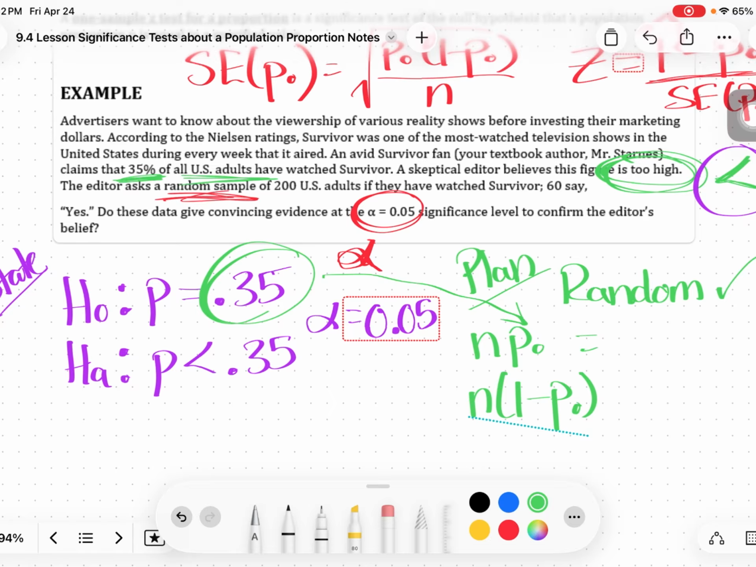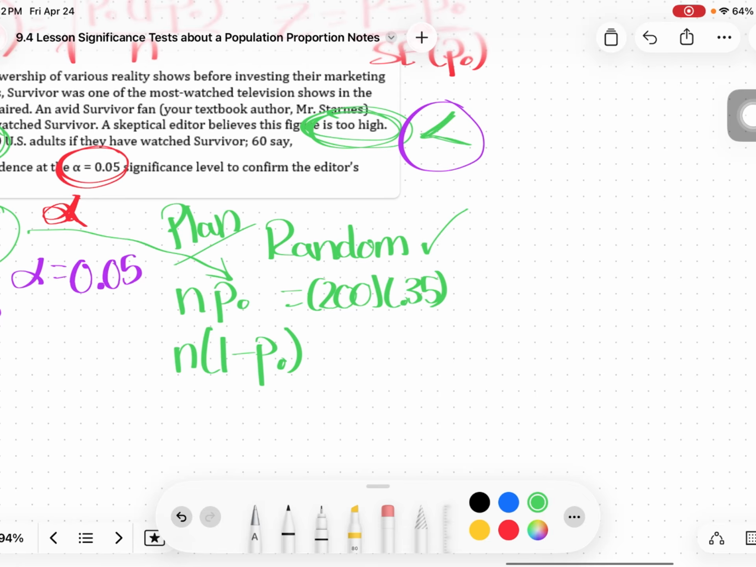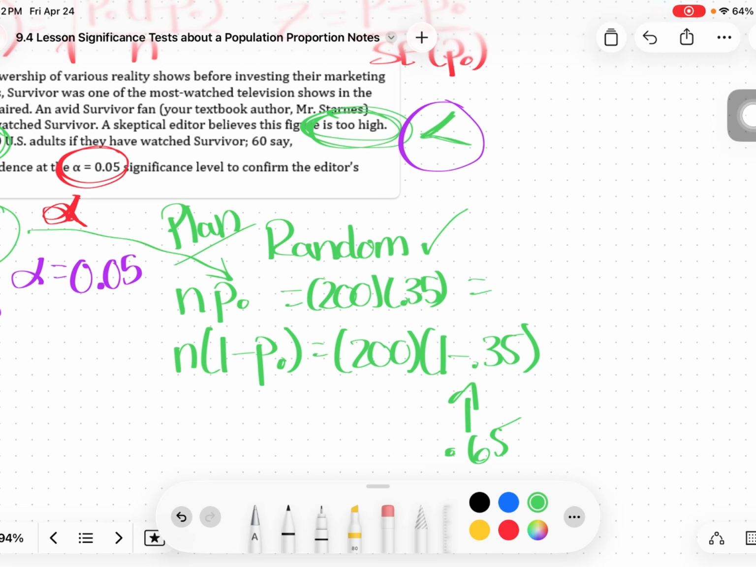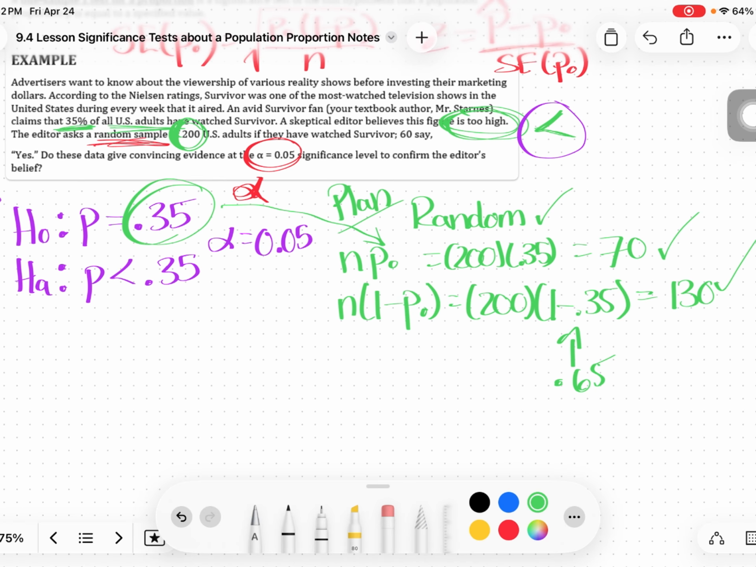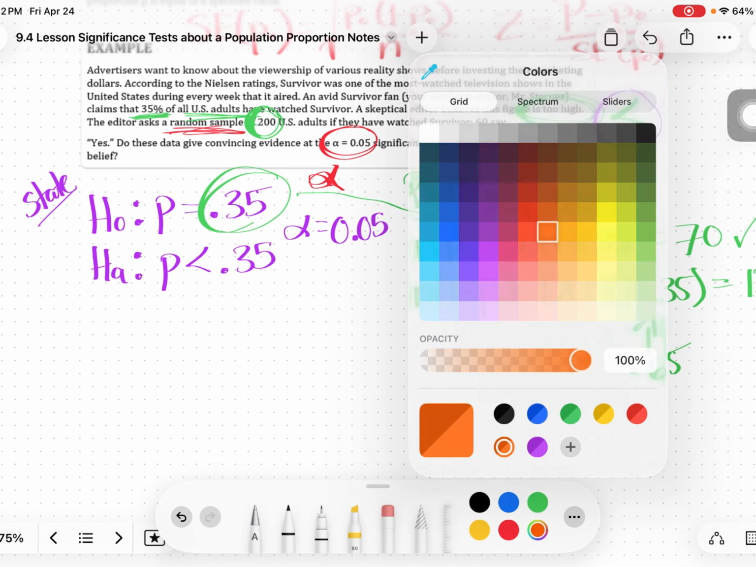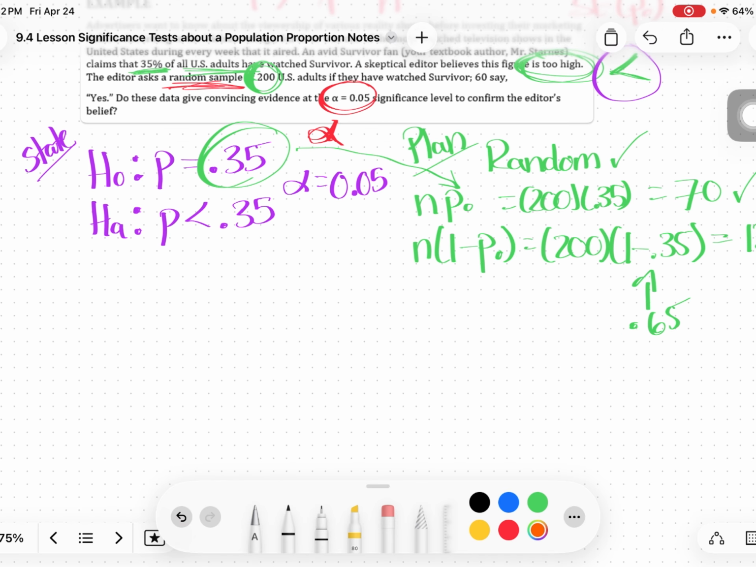So we're going to multiply our sample size of 200 times 0.35, and then 200 times 1 minus 0.35, which for those of you playing along at home is 0.65. And so we get 70 and 130. And hopefully you remember we want both of those to be 10 or more, and so we're good. And so now we're allowed to go ahead and do our calculations.